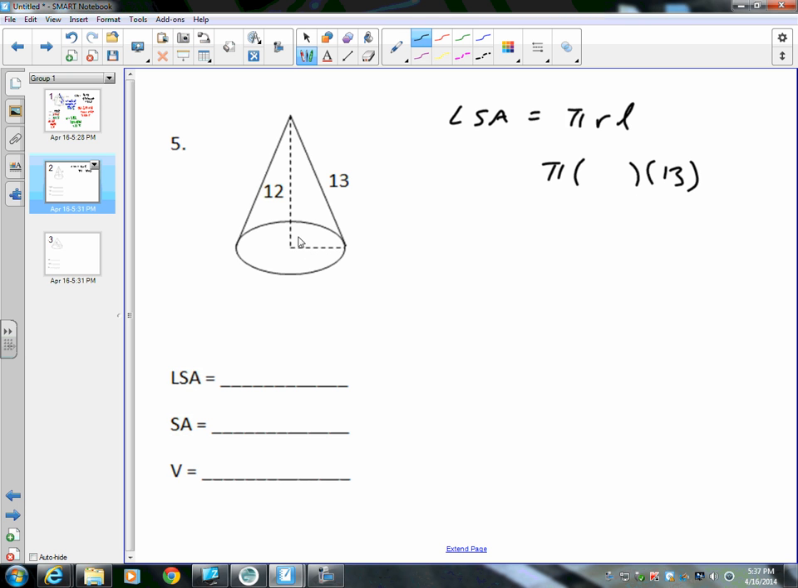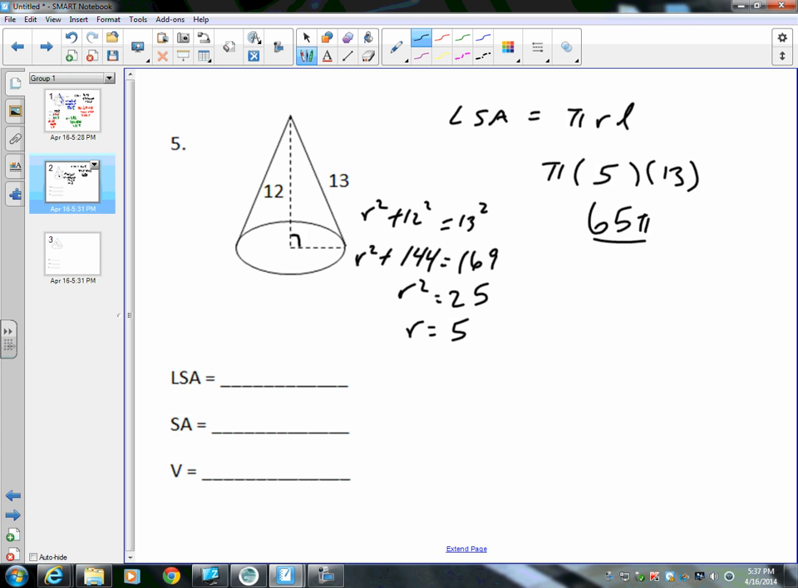Well, this is a right triangle, so we can do Pythagorean theorem. So I'm going to call that r. So r squared plus 12 squared is equal to 13 squared. R squared plus 144 is equal to 169. Subtract 144 from both sides, and you end up getting 25. To get rid of the square, you take the square root. The square root of 25 is 5, and that's our radius. Let's multiply these together. 5 times 13 is 65. Let's go ahead and leave it in terms of pi, 65 pi.